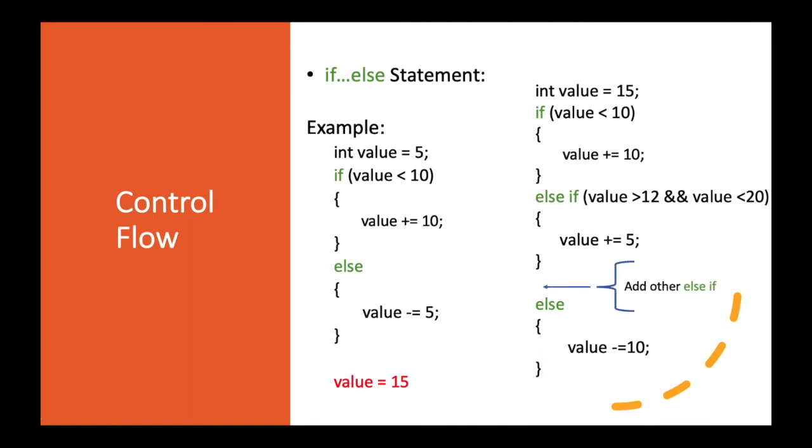Right? So we can also keep on adding a bunch of other else if statements. So we can say else if value is greater than 20 and value is less than probably 30, then do something else. If value is greater than 30 or value is greater than 50, then do something else. So you can keep on adding else if before you eventually add else. So the value of this expression is going to be 20, right? Because 15 plus 5 is going to be 20.